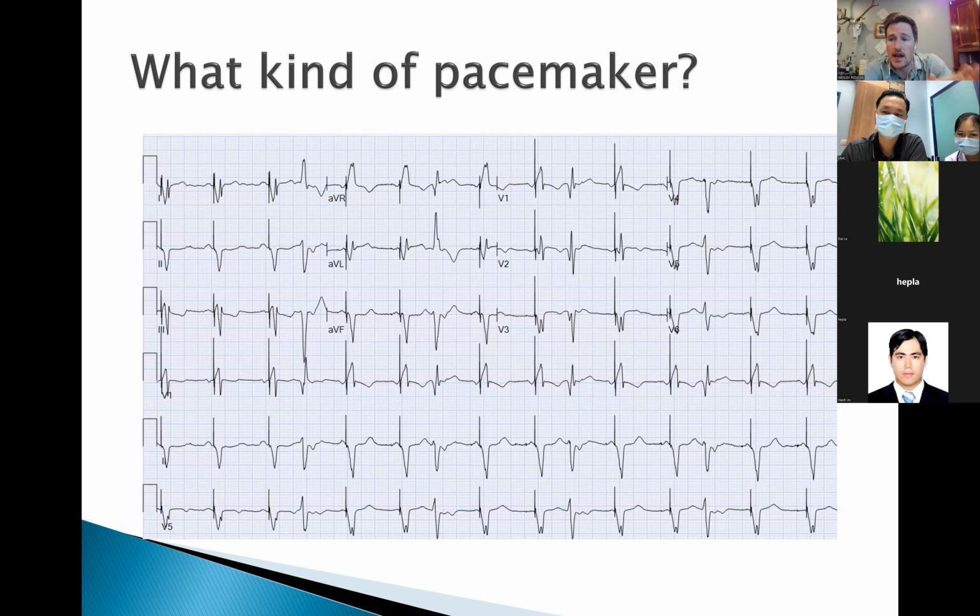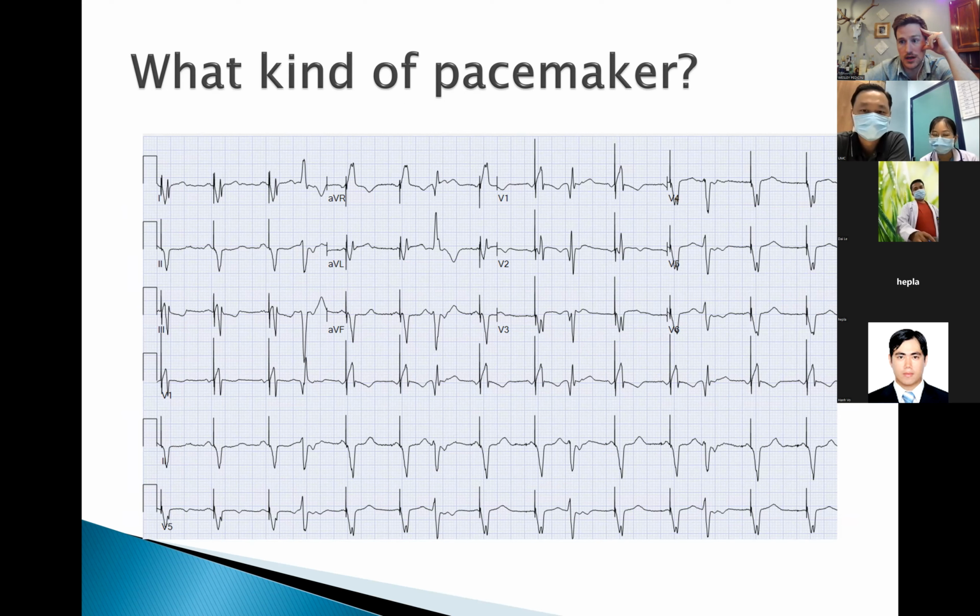Okay, so we saw an atrial pacemaker, and then we saw a ventricular pacemaker that was atrially sensed. And now we've got this. Well, what kind of pacemaker is this? So we see pacer spikes before the QRS. So there's definitely ventricular pacing. I don't see a pacer spike before a P wave, but I also see these other secondary pacer spikes, specifically if you look in V1 and V2. You see this second pacer spike that happens afterwards, after the QRS.